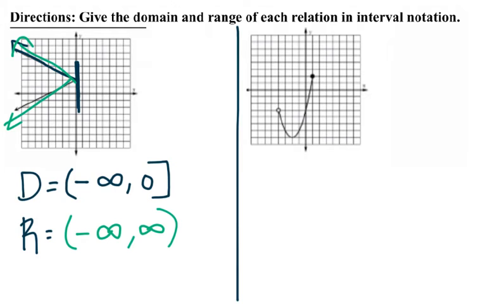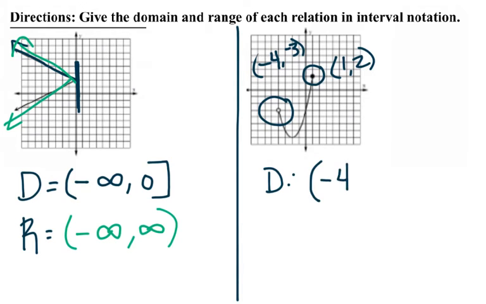Okay, look at my next one. Notice that I have an open circle right here. That point is, let's see, negative 4, comma, negative 3. And this point is closed in, but it is at point 1, comma 2. So when I talk about my domains, they only go from negative 4 to 1. I'm going to put a parentheses around negative 4 because it's an open circle, but a bracket around 1 because it's closed.